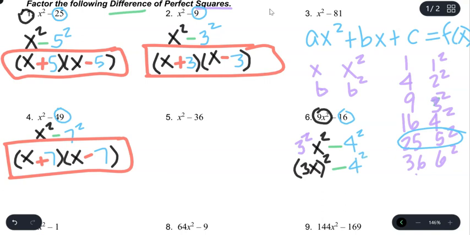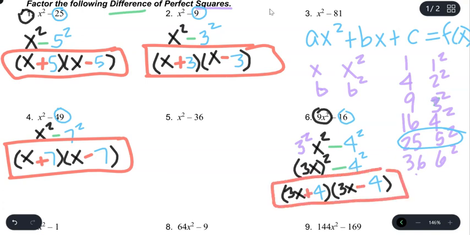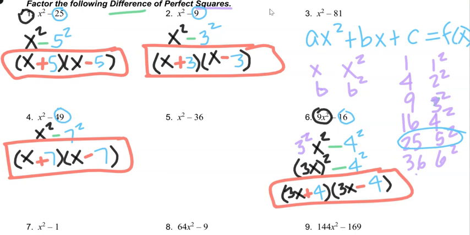Now I'm ready to use my factoring. I'm going to split the 3x and the 3x. I'm going to split the 4 and the 4. One's positive, one's negative, and you are done. This is where most people struggle, when it's not a simple one like 1, 2, or 4, and you don't have a 1 as your lead term.